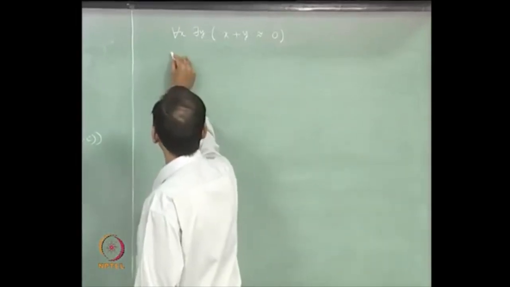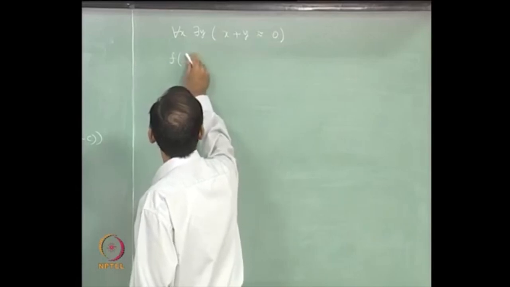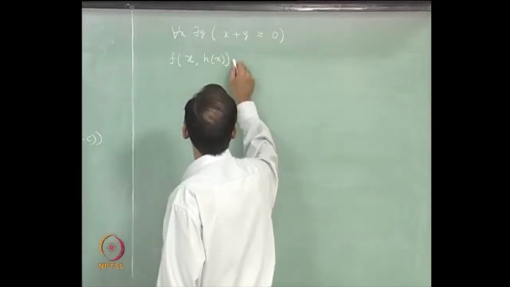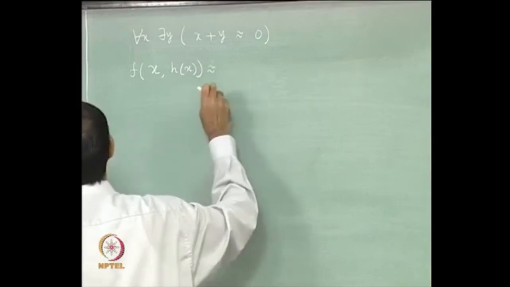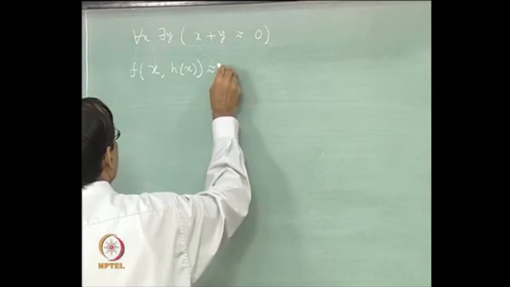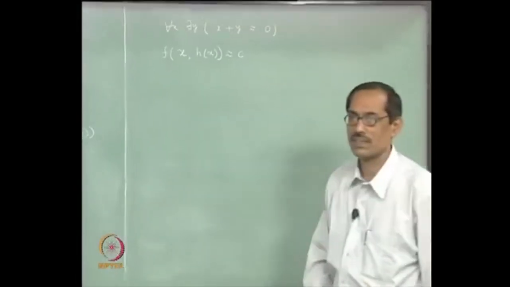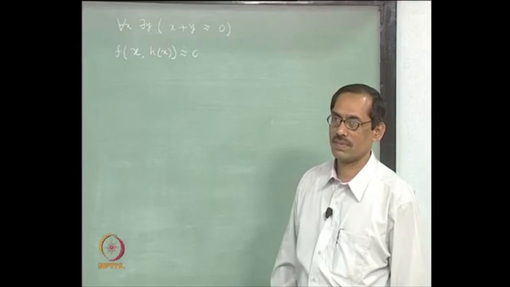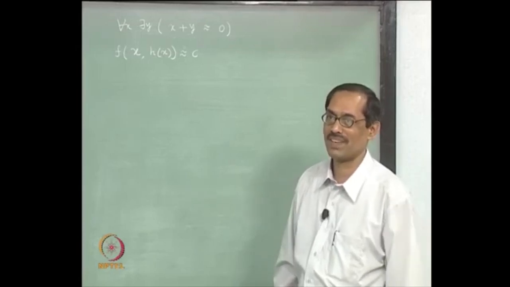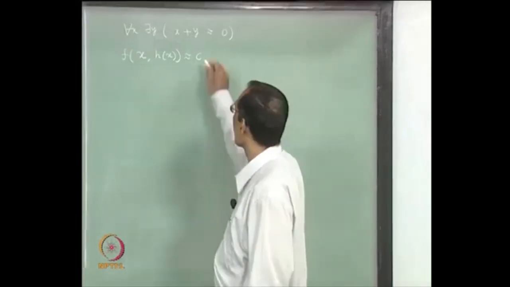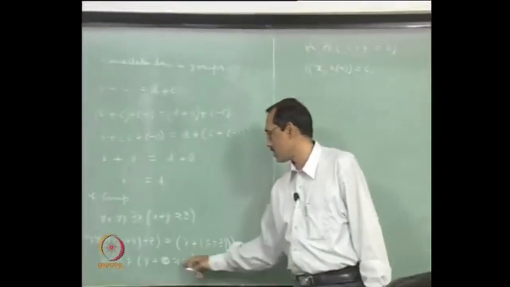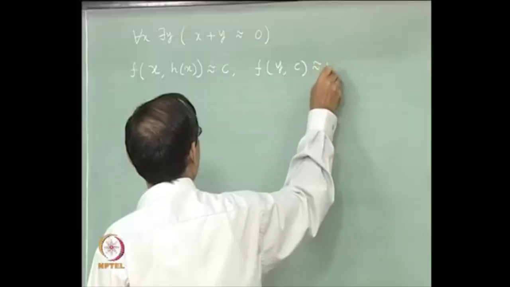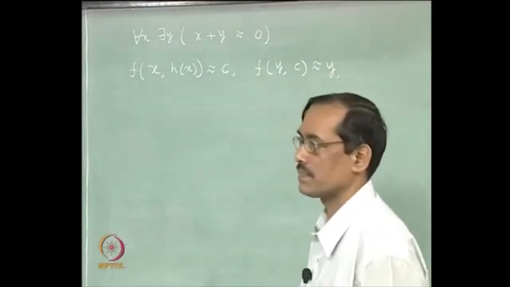So let us write it in clause form, it will look like f of x comma h of x, okay, equal to 0. So equal to some constant, which constant will write, we can write 0, but let us write c in our language, just omit it, Clausal form. In Clausal form, every free variable is universally quantified, right. So, you are directly writing the clauses. Next, for every y, y plus 0 equal to c. So, that is f of y, comma c equal to y, okay.